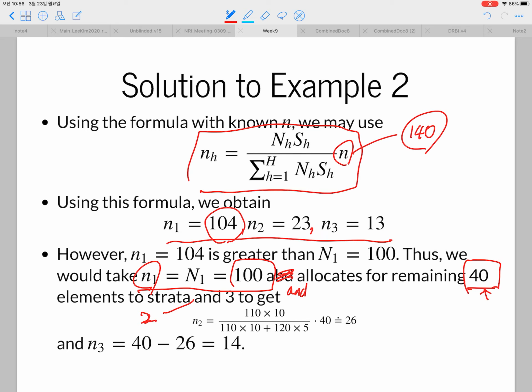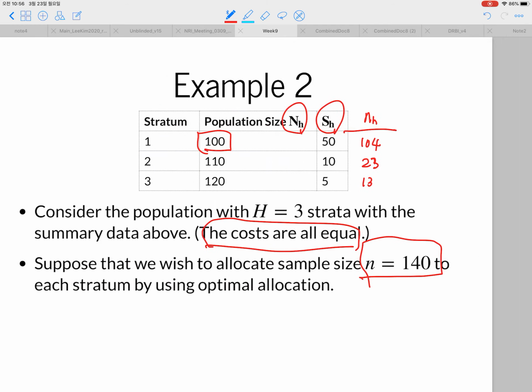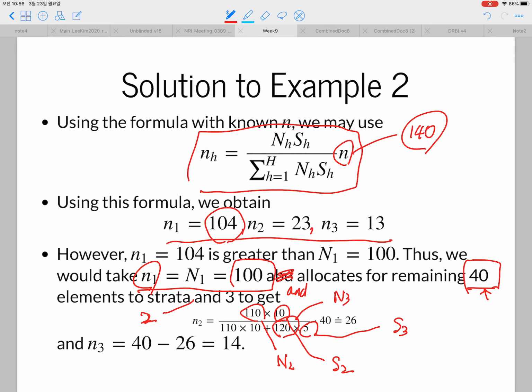Apply the same formula. So that is basically this one is N2, S2, and then this one is N3, S3, right? So then that is the solution.